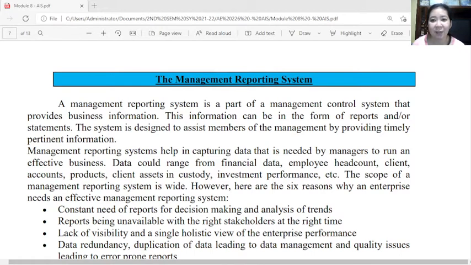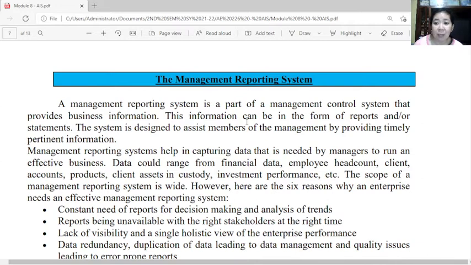Okay, so this next video lecture is still the continuation of our Module 8, for Financial Reporting System and Management Reporting System. So we are now in the second topic, which is MRS, or Management Reporting System. MRS is a part of a management control system. It will provide the management or the business the information, specifically financial information, for decision making.